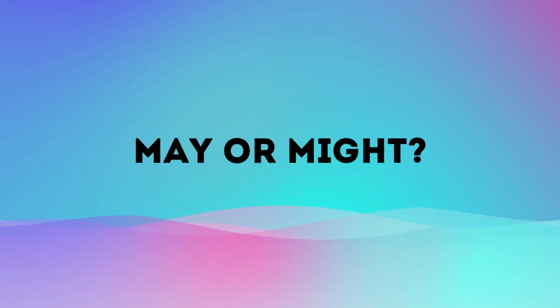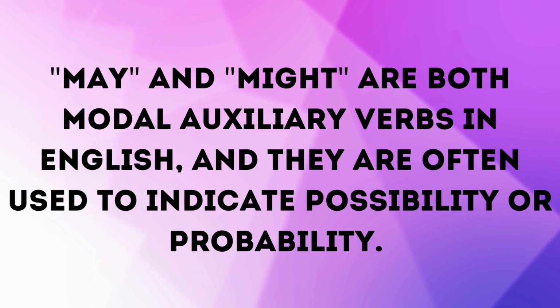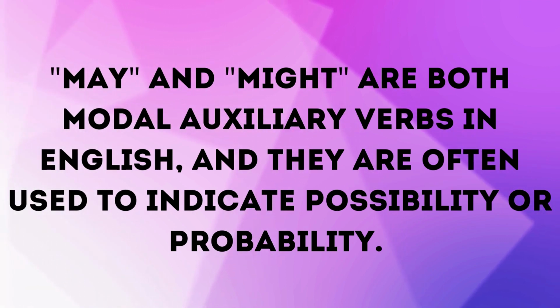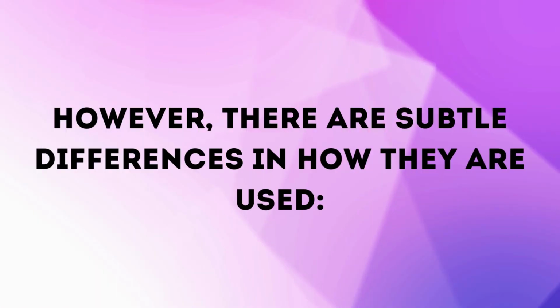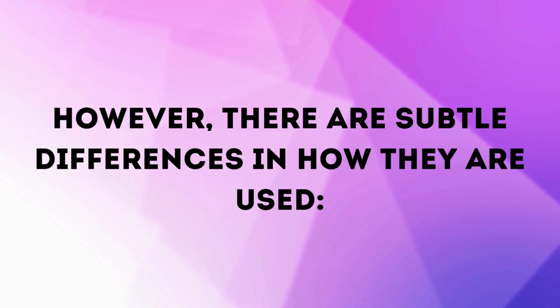May and might. May and might are both modal auxiliary verbs in English, and they are often used to indicate possibility or probability. However, there are subtle differences in how they are used.